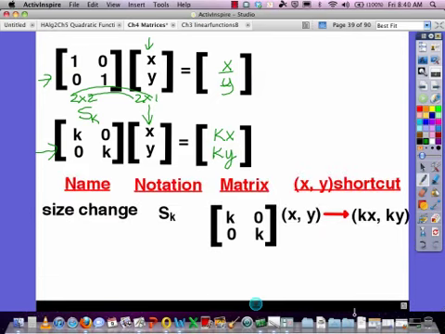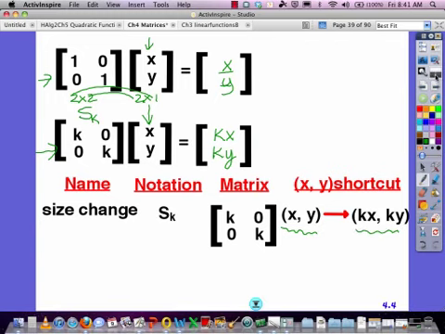So notice our first name in our list of things. The name is a size change. The notation is S sub k. The matrix we use is k, 0, 0, k. And the xy shortcut could be, if I have any ordered pair xy, and I take it through a size change, I will get a kx, ky ordered pair, which means all I have to do is change the ordered pair. So let's do this with some actual numbers.